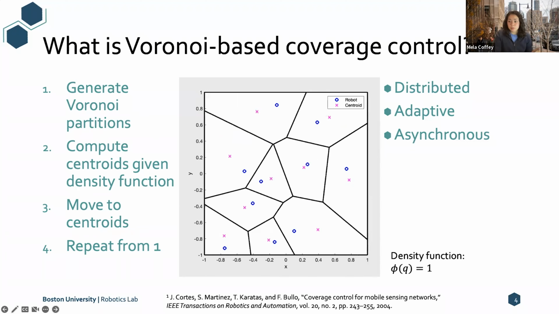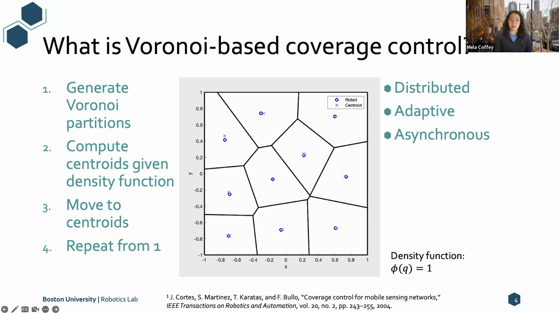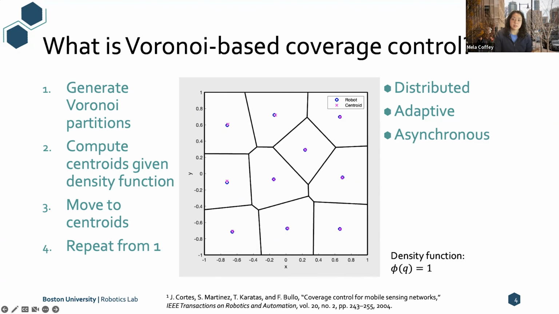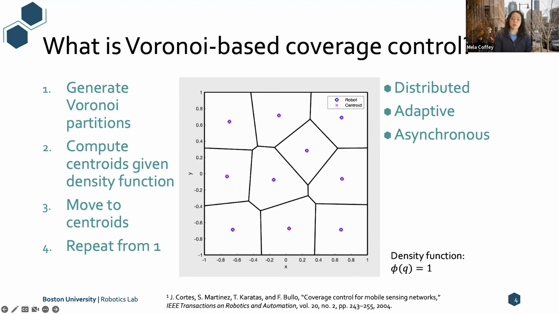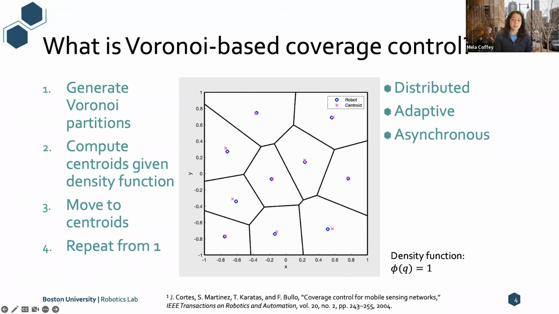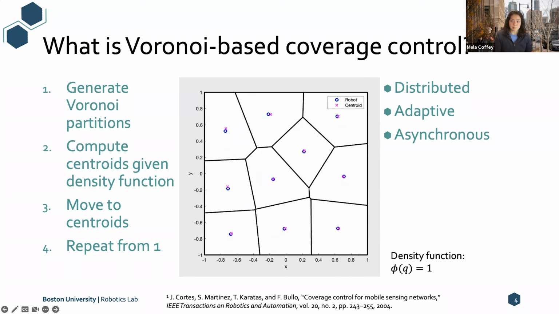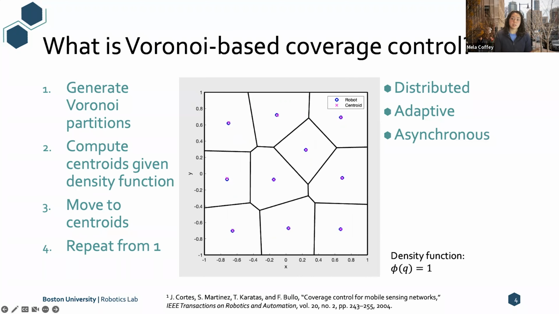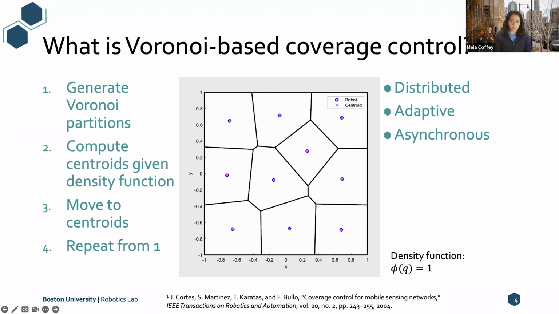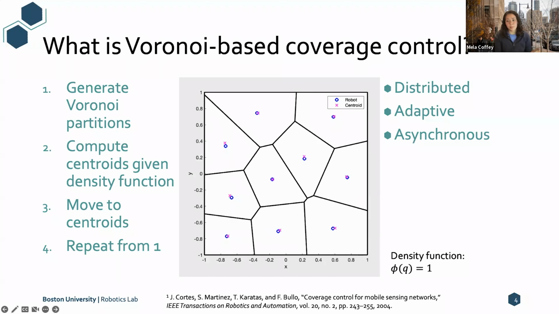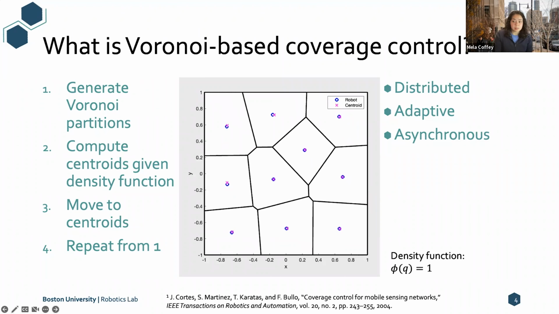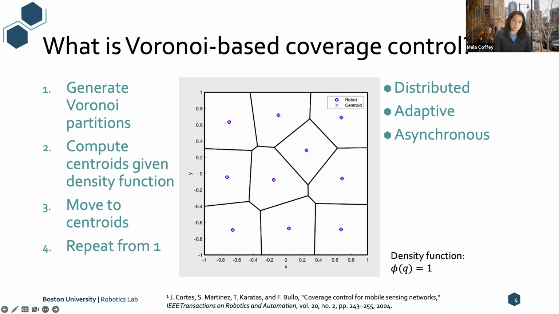The benefits of using Voronoi-based methods is that we can have a distributed network in the sense that each robot's behavior depends on the location of its neighbors, and the topology is not fixed. The algorithm is also adaptive in that it can adjust to changes in the environment, in the network, and the topology, and the sensing task. And the robots can also be asynchronous so that they can evolve at different speeds.